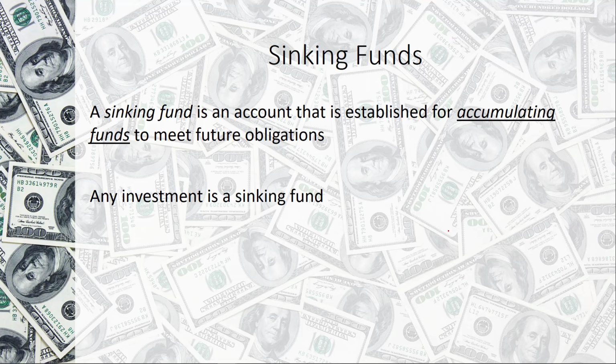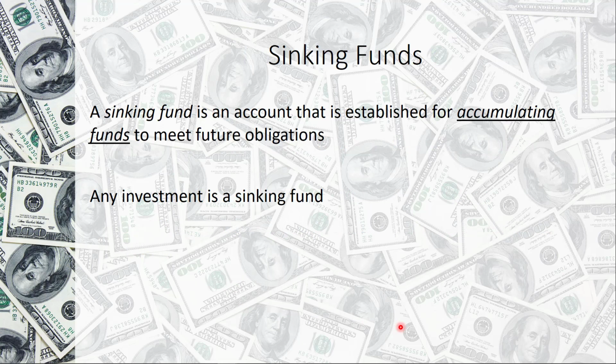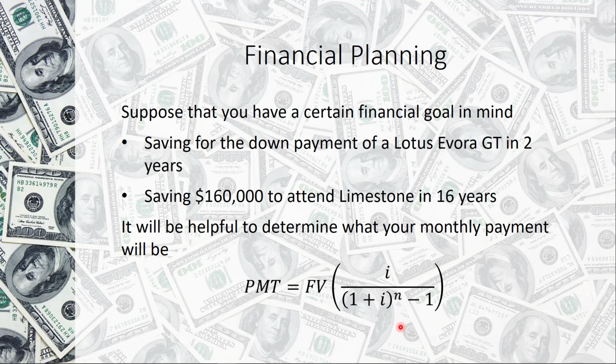Okay, now, what is this thing called a sinking fund? A sinking fund is an account that is established for accumulating funds or accumulating wealth to meet future obligations. Basically, it is an investment. And of course, we can also use our annuity formula for financial planning. For example, suppose you have a certain financial goal in mind, whether it be the down payment on a really hot sports car, or if you're saving to send your kid to college, hoping that there's no inflation. Then this formula, which is really nothing more than our original compound interest formula solved for PMT, will give you an idea of what kind of monthly periodic payment you would need to actually achieve that financial goal.